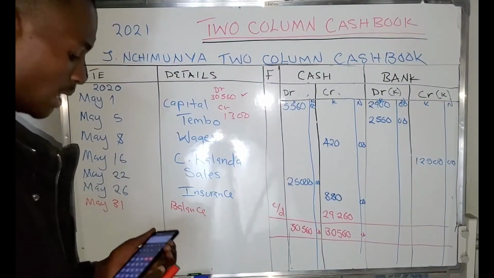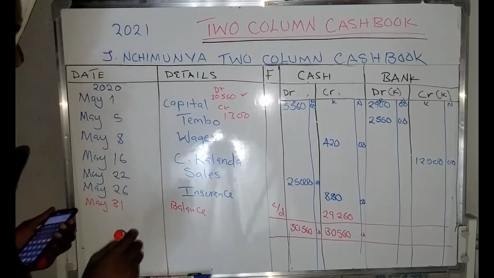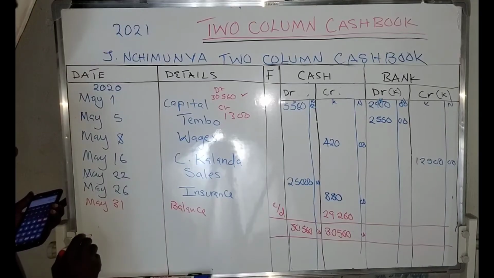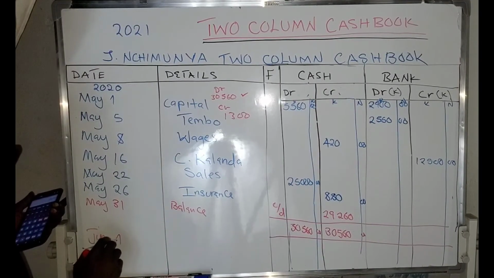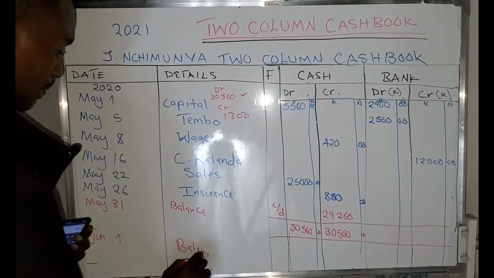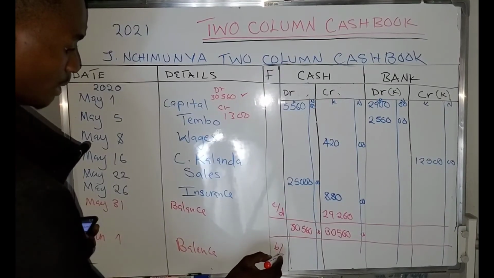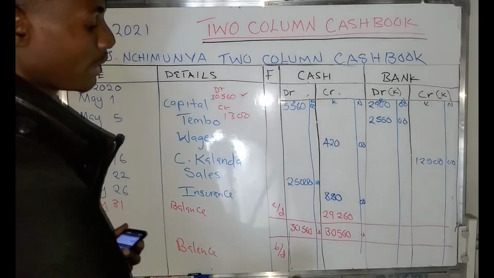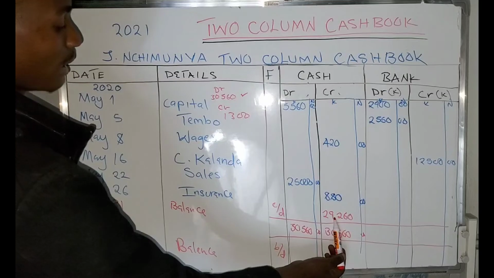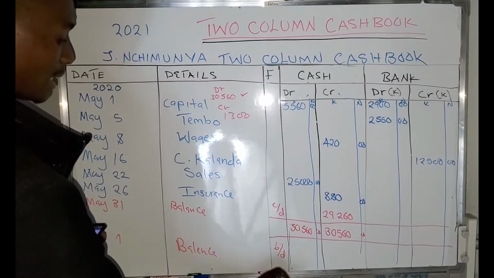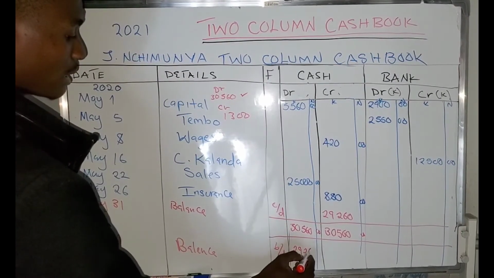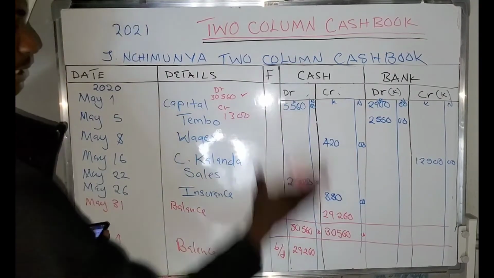That is balancing. Now, for the month after May, you have to be very careful here. The month after May is June. So we're going to say on June 1, you are going to go there with the balance brought down, which is BD, balance brought down. Now, if the shortfall amount was on the credit side, this 29,260, then the balance brought down will be on the debit side, which is 29,260. So we've balanced the cash account.